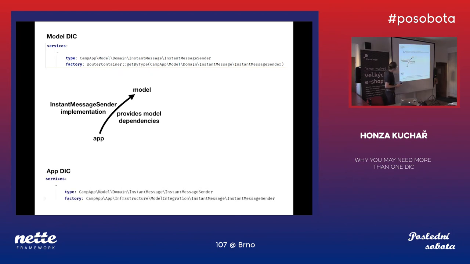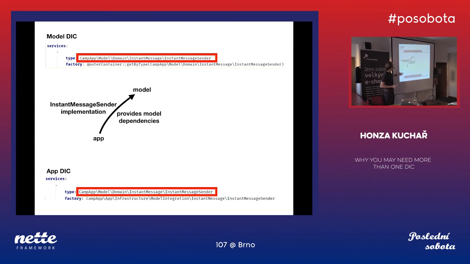In the application, you then state that you have this service, which is of type InstantMessageSender. You can write it on one line if you want. This is just for example purposes. And here is the actual implementation, infrastructure model, InstantMessageSender. So this is the code which actually sends the SMS. So there is separation of concerns. You can do whatever you want with this.